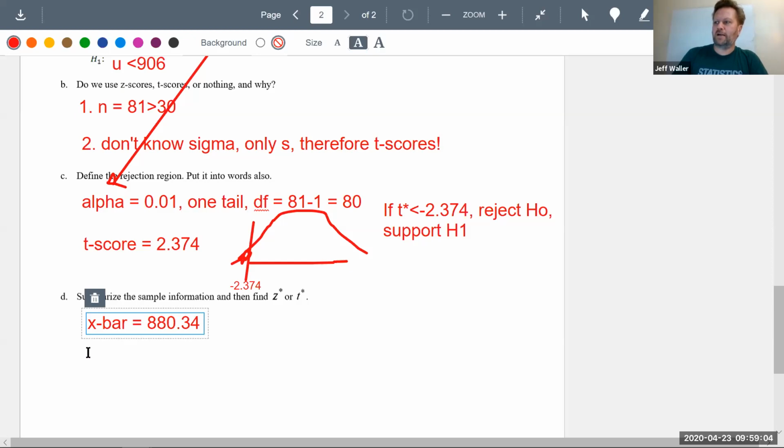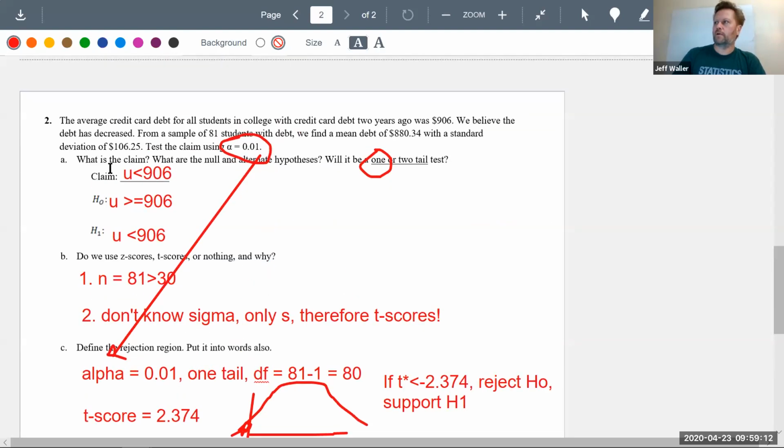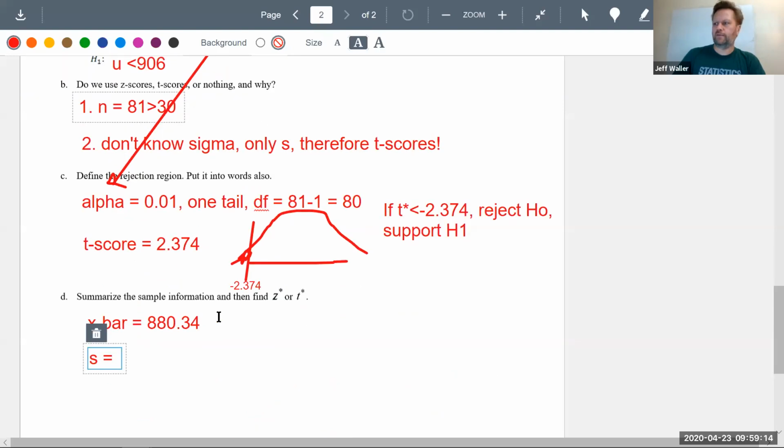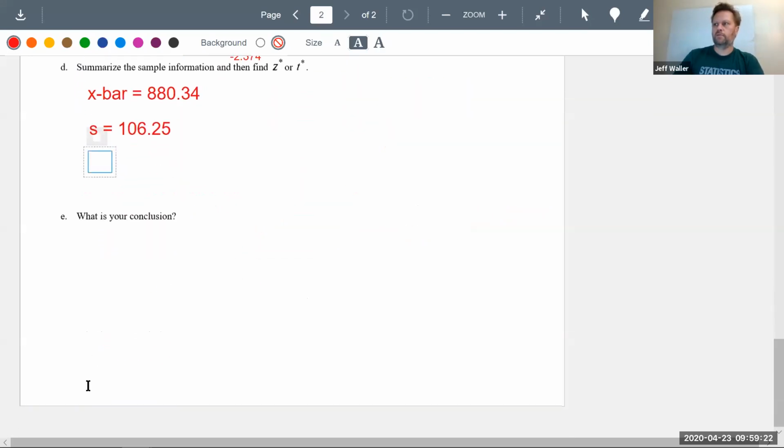X bar. And here's the part that people really trip out about. S, what was S? 106.25. You're okay, Reed. I'm sorry. I didn't mean to be so mean. 106.25. N is 81. Okay. N is 81. There you go. Here's what people really trip out about.